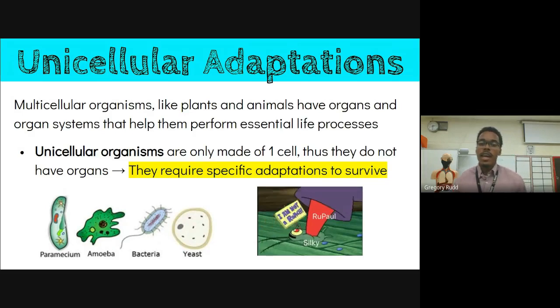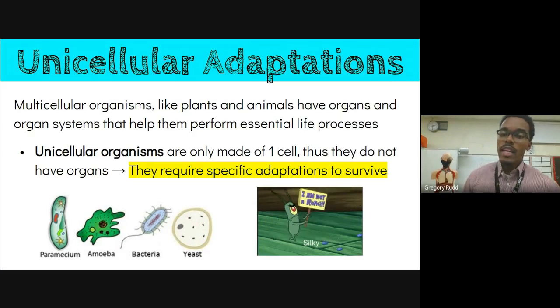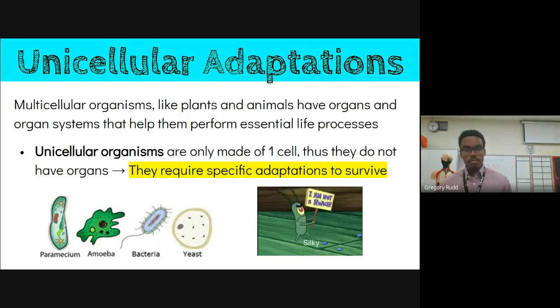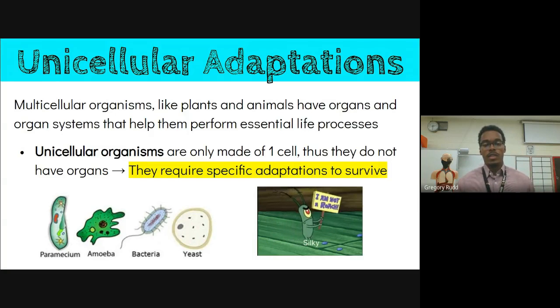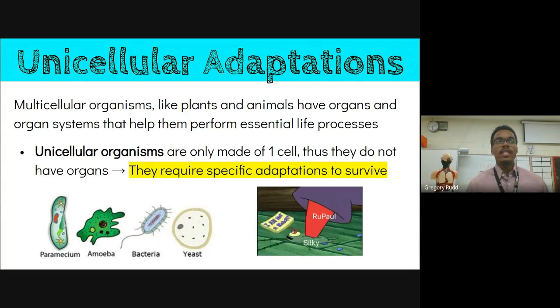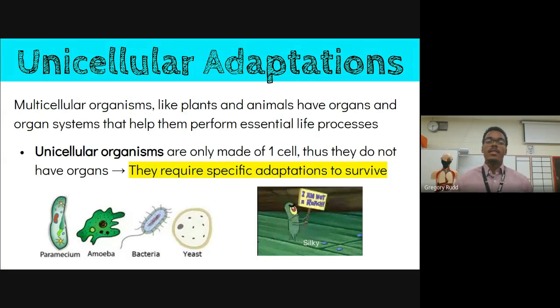But in your notes, today we are talking about unicellular adaptations. Okay, so this is an important slide, and it's directly related to the essential question of the lesson. What it says is multicellular organisms, like plants and animals, have organs and organ systems that help them perform essential life processes. The essential life processes that we're talking about are STERNGER.